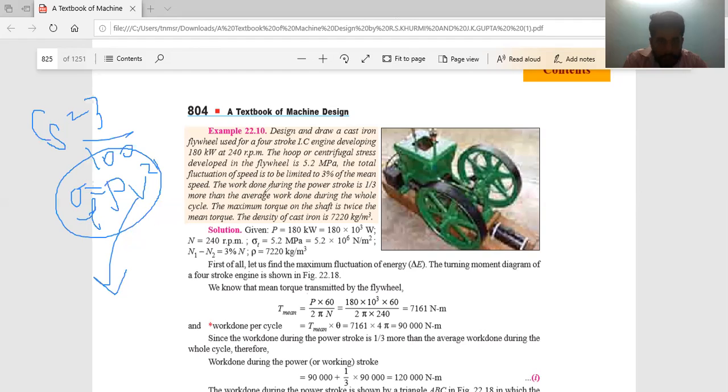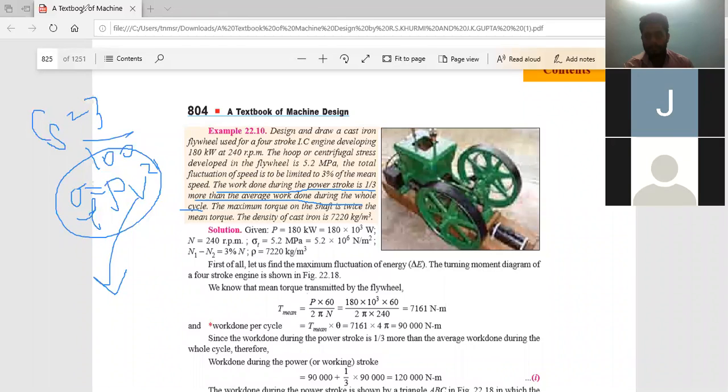Next is the work done during the power stroke is 1/3 more than the average work done during the whole cycle. What is the meaning of this line? Work done during the power stroke is 1/3 more than the average work done during the whole cycle. Sir, means during the power stroke, the work done is three times the work done in the whole cycle.